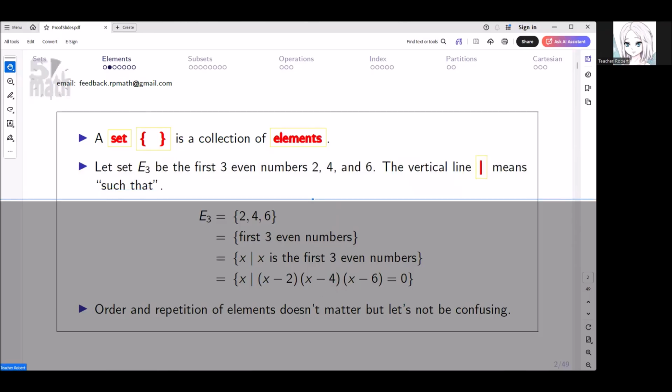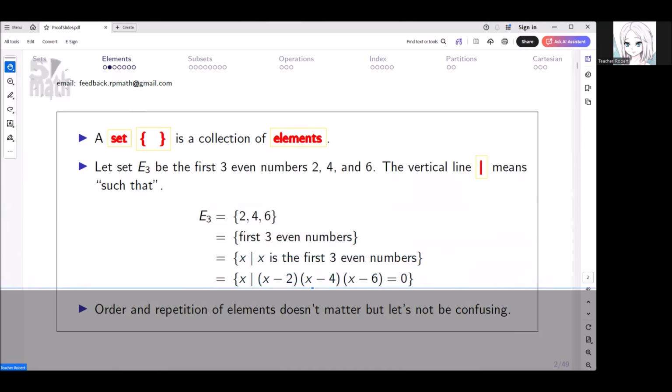Let set E3 be the first three even numbers: 2, 4, 6. The vertical line means "such that." E3 equals {2, 4, 6}, or the first three even numbers, or {x such that x is an element of the first three even numbers, such that (x - 2)(x - 4)(x - 6) = 0}.